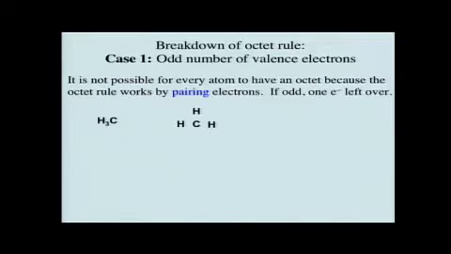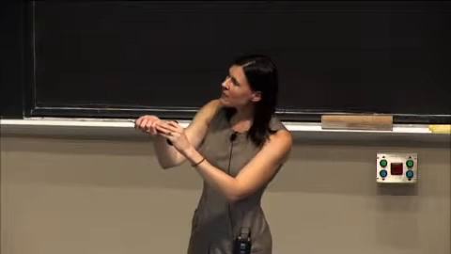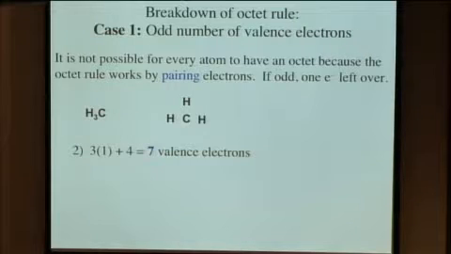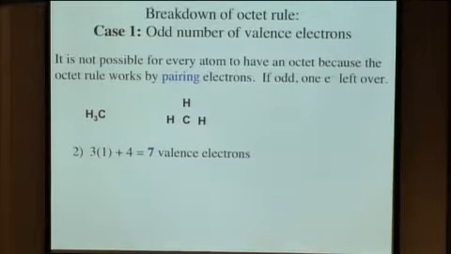So if we look at an example, the methyl radical, we can first think about how we would draw the Lewis structure. We draw the skeletal structure here. And then what we're going to do is add up our valence electrons. We have 3 times 1 for the hydrogen atoms. Carbon has 4 valence electrons, so we have a total of 7.